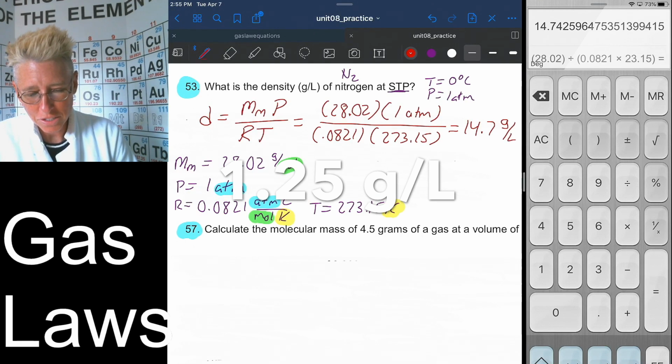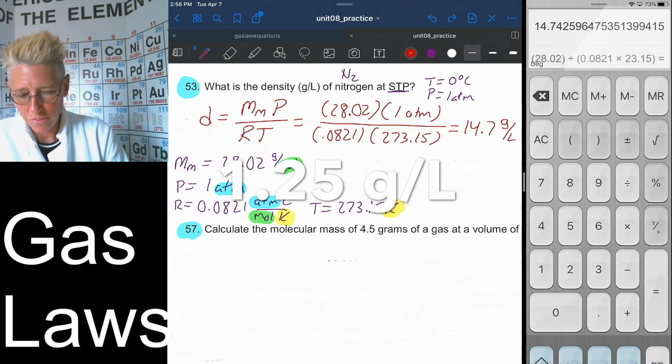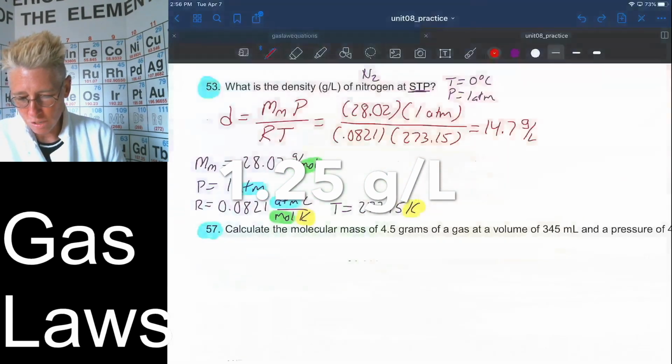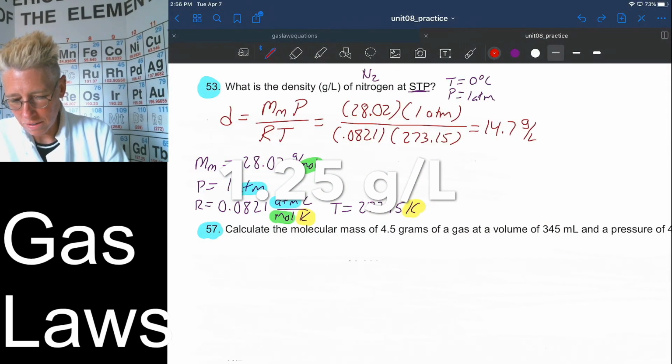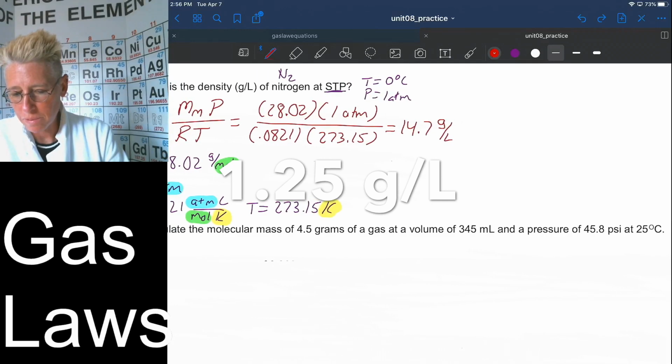The very last one that we're going to work on here, number 57, states let's calculate the molecular mass of 4.5 grams of a gas. Let me get the whole question here. At a volume of 345 milliliters and a pressure of 45.8 psi.